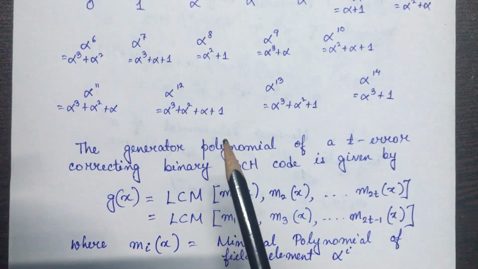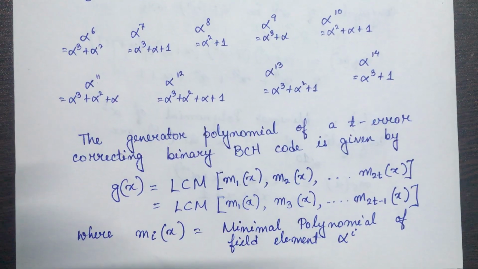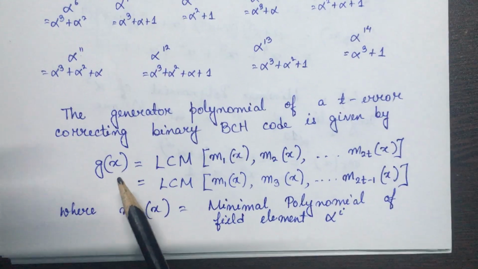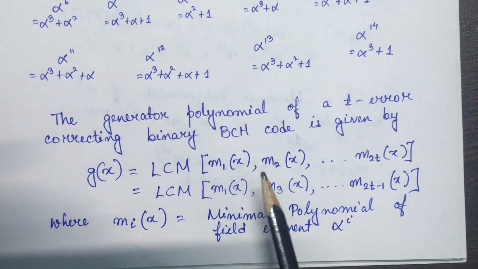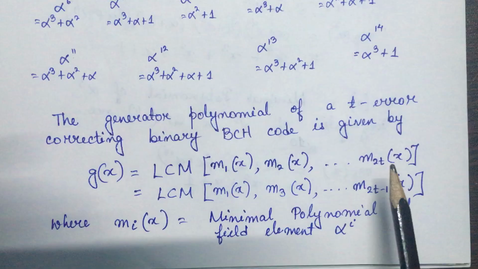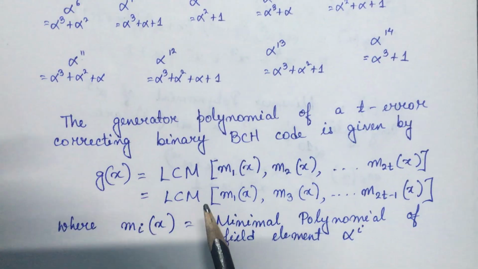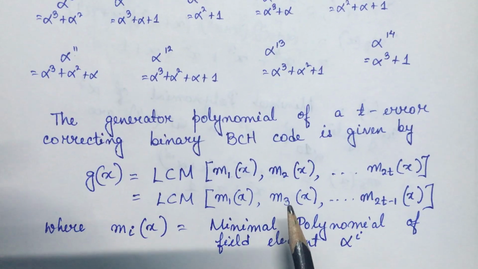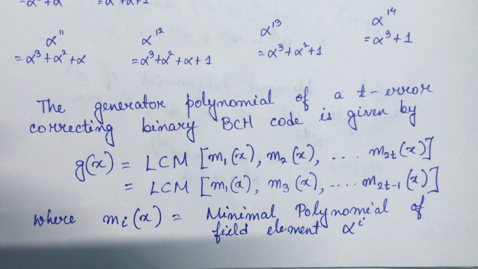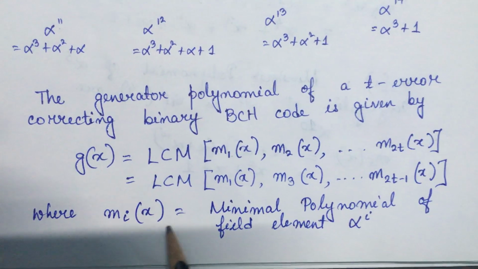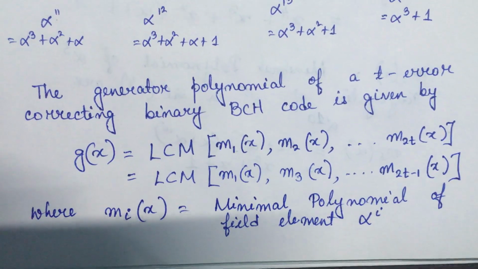Now the generator polynomial of a t-error correcting binary BCH code is given by this formula, where gx is the generator polynomial. It is the LCM of m1x, m2x till m twice t of x, which can also be written as LCM of m1x, m3x, and so on. That is only the odd terms of mix. Here mix is the minimal polynomial of the field element alpha to the power i.